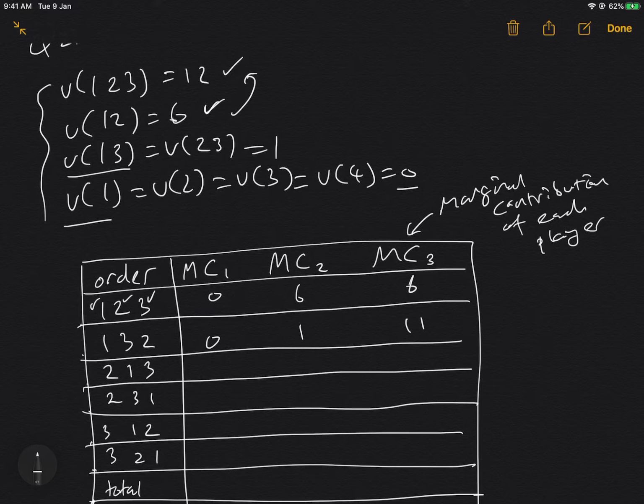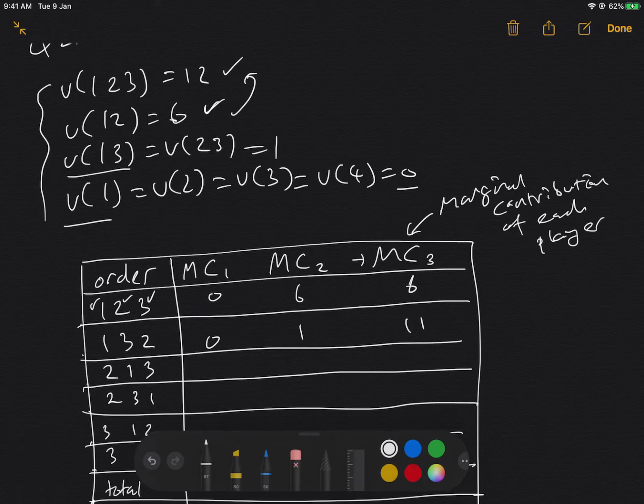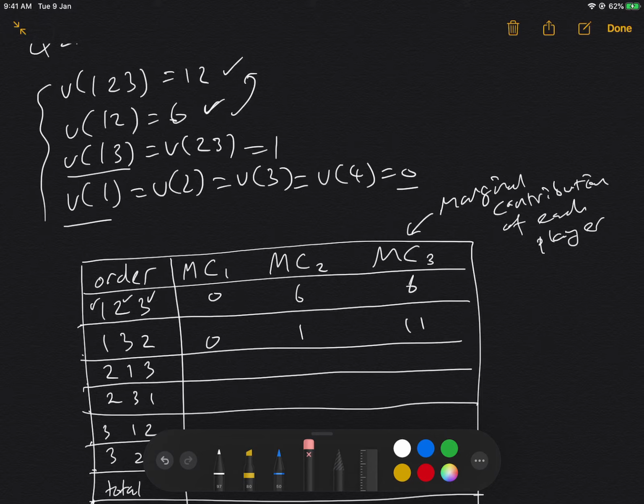marginal utility of 12. So the important thing to note is that this marginal contribution is how much that player adds to the total utility by being added, okay? It's not the value of the function at that instance.